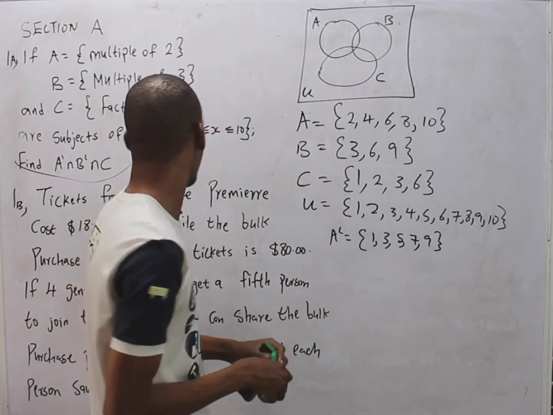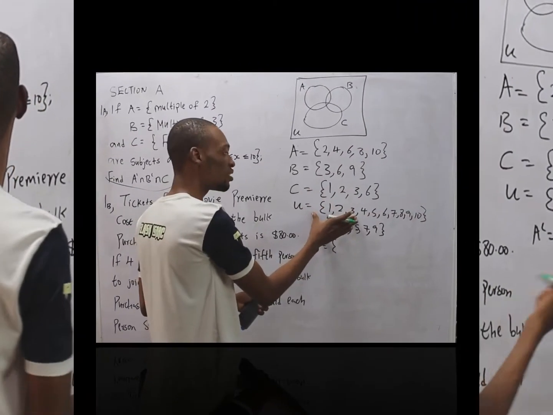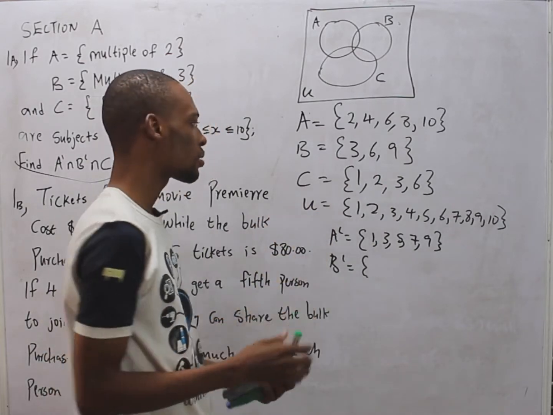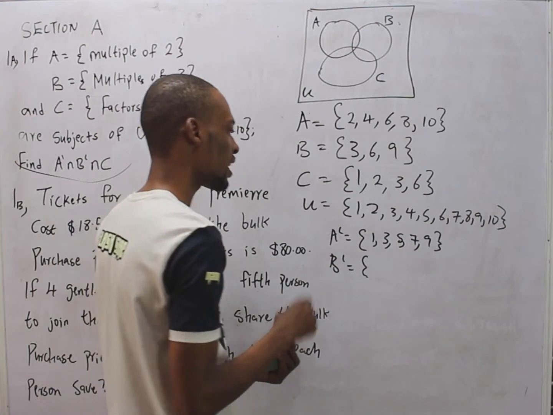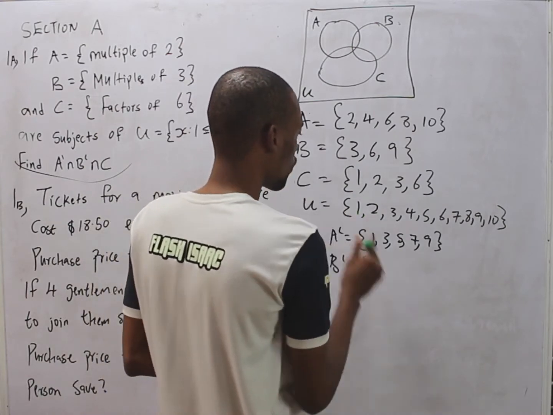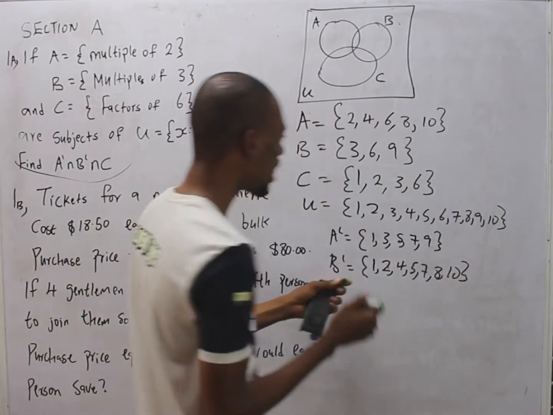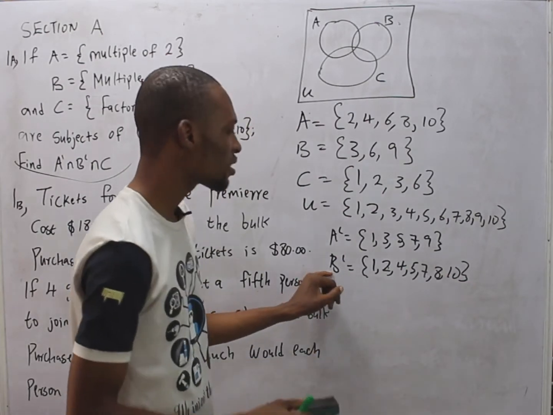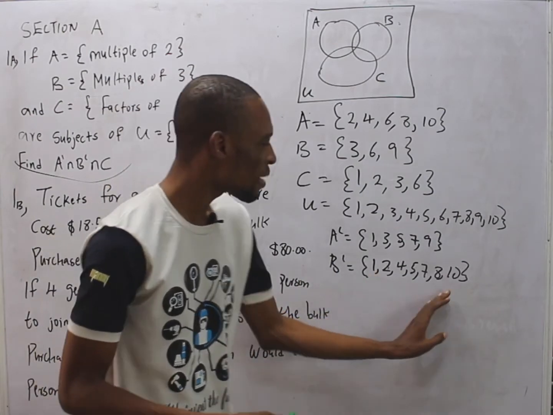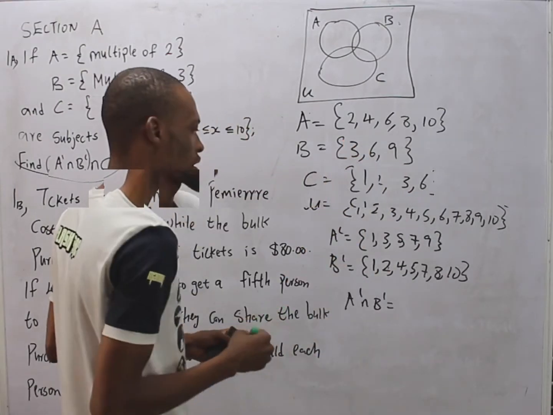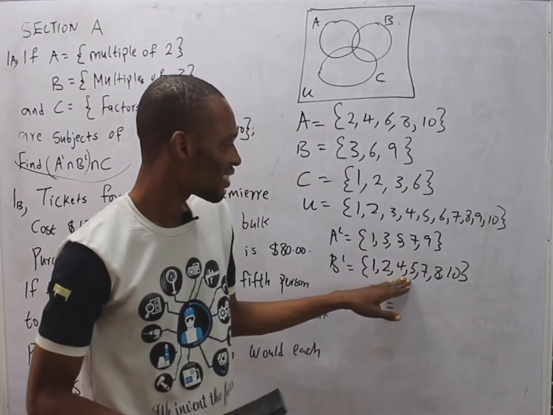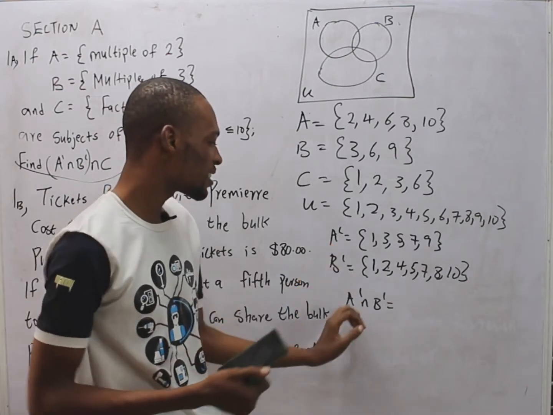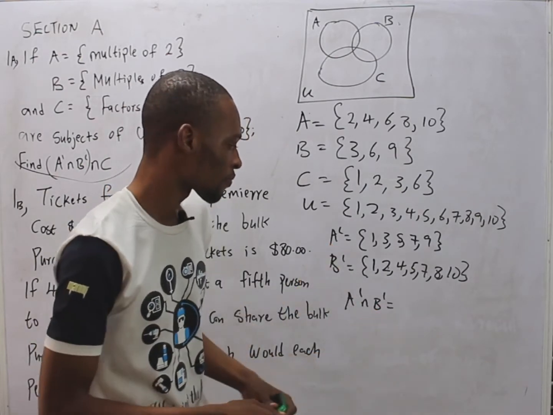And how about B prime? What are in the universal set that are not in B? That is B prime. So let's see the elements of B. So 1, 2, 4, 5, 7, 8, and 10 are elements of B prime because these numbers are not in the set B. The members here that are also here, what this and this have in common, that is A prime intersection B prime. Let us see them.